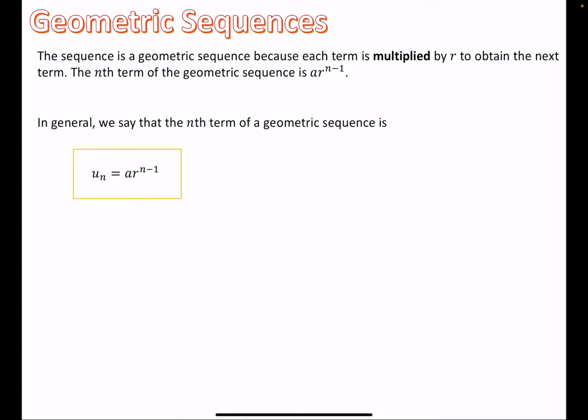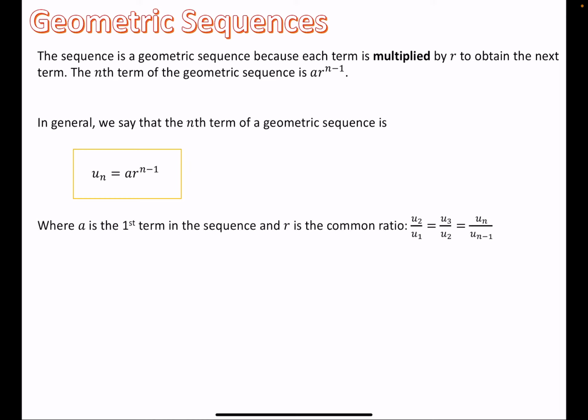So a general term in a geometric sequence is equal to AR to the power of N minus 1, where A is still the first term in the sequence and R is the common ratio. That can be found by finding what we get when we divide one term by its previous term, and that can be done anywhere throughout the geometric sequence. U2 divided by U1 is the obvious one, but we could do U3 divided by U2, U10 divided by U9, whatever it is. Look at the question and look at what's given to you to be able to find the common ratio.